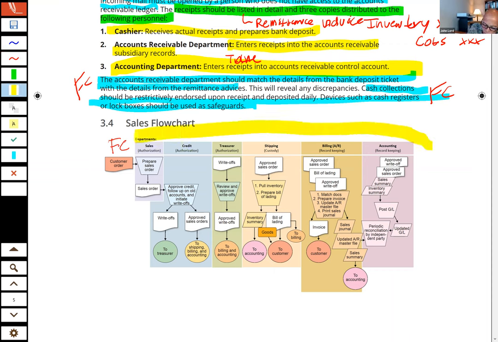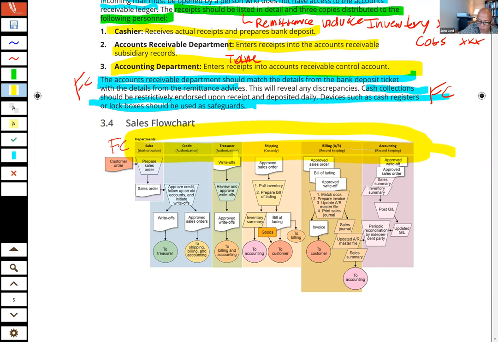So what I want you to do, though, is flashcard this top part of the flow chart. I probably made it hard to see, because this top part is telling you what kind of departments these are. Sales department is authorization, credit is authorization. The treasurer is authorization for write-offs, and you can probably go ahead and just include the words write-off on that flashcard. The shipping department has custody, billing and accounting are record keeping. That's the most important takeaway from that flow chart.